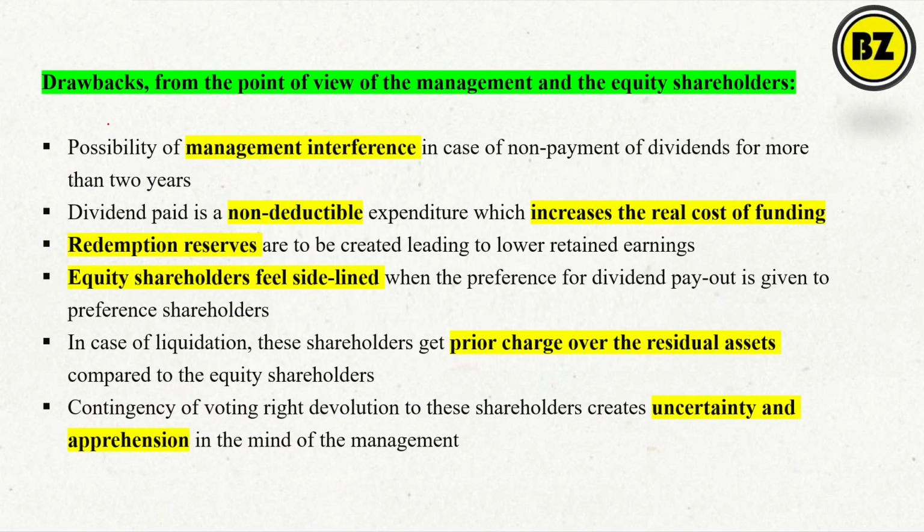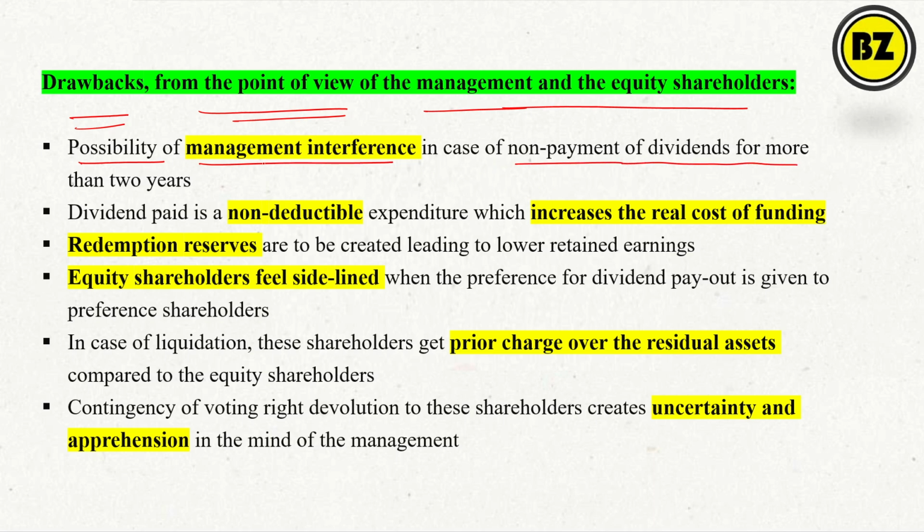Now what are the drawbacks of it? So simply from the point of view of the management and the equity shareholder, what is the drawback basically of the preference capital? Now see, possibility of management interference in case of non-payment of the dividend for more than 2 years. So obviously, if there is no payment of dividend for more than 2 years, then shareholders will get the right to vote, right? Shareholders will get the right to vote in any resolution of the management of the company. So possibility of interference.